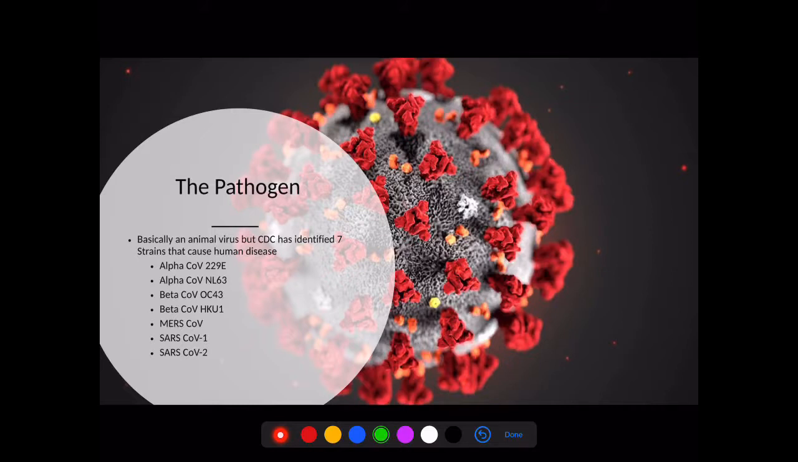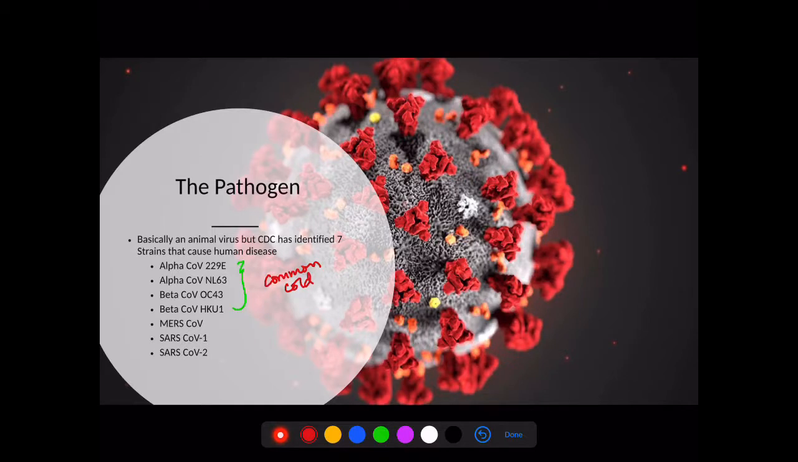Some of them are quite common in causing common cold in humans, and they are the alpha coronavirus 229E, alpha coronavirus NL63, beta coronavirus OC43, and beta coronavirus HKU1. So these 4 viruses, they cause common cold in humans.